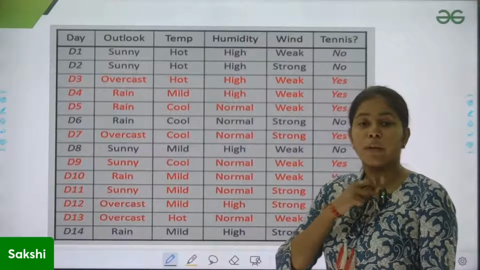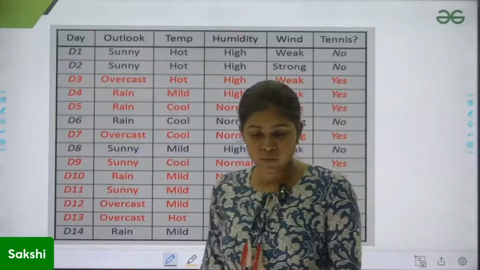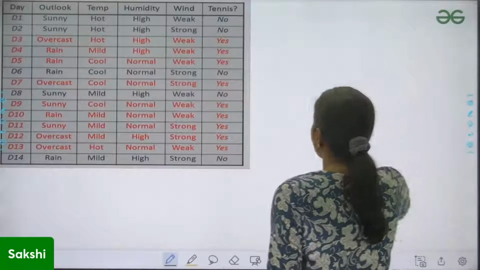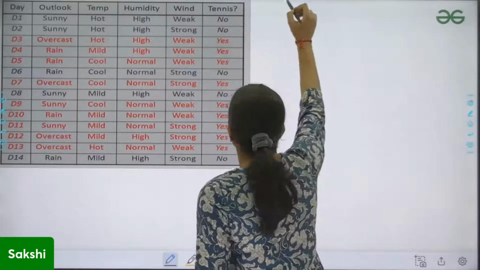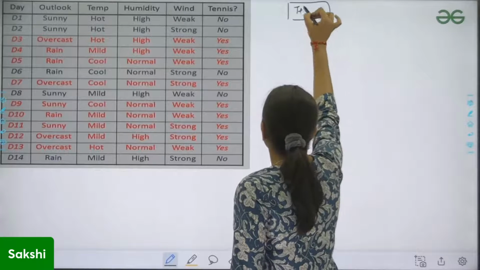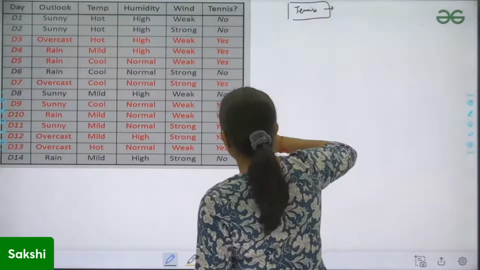So what would I do? I'll find out information gain for each of the splits, right? So let's do that. So we have this table. So if I talk about, let's say, using tennis, in which I have how many yes?